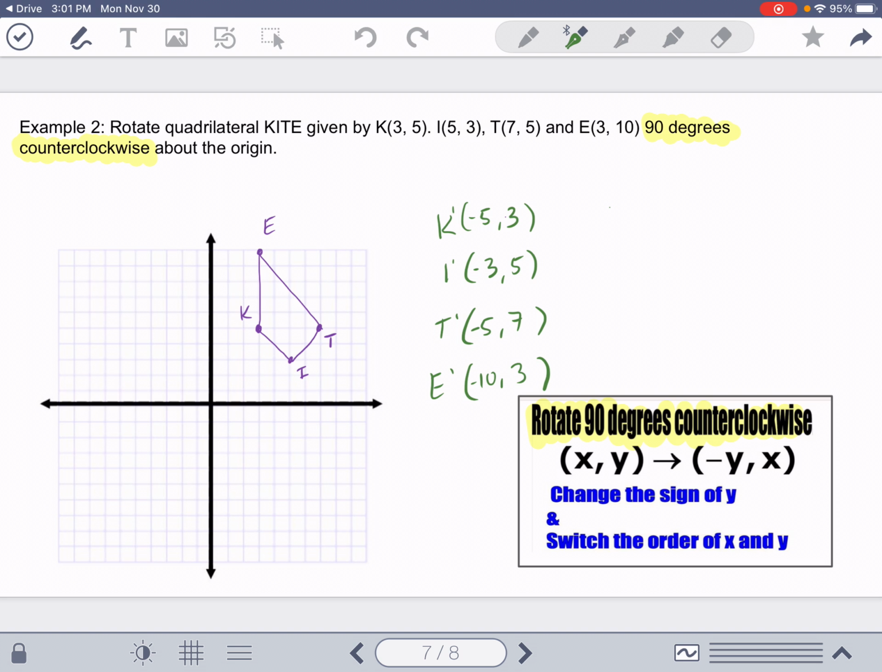1, 2, 3, 4, 5. 1, 2, 3. So there's K, I, T, and 1, 2, 3, E. All right, so the green image is my new image. The purple is my pre-image.